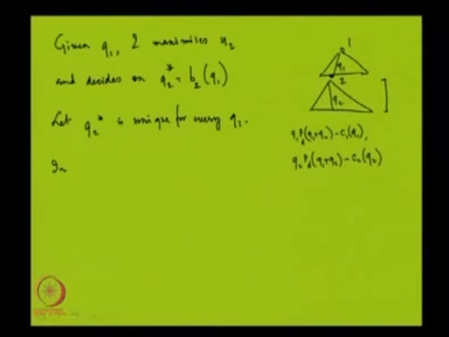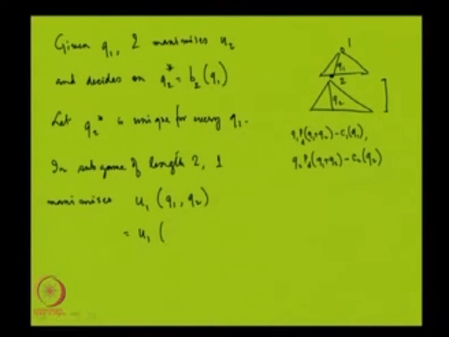So, in the subgame of length 2, player 1 maximizes u1. Now, I know u1 is a function of q1 and q2. In this case, it is a function of just q1 because q2 is given by this. And maximizing this, he will get a unique value of q1. Suppose this is called q1 star.